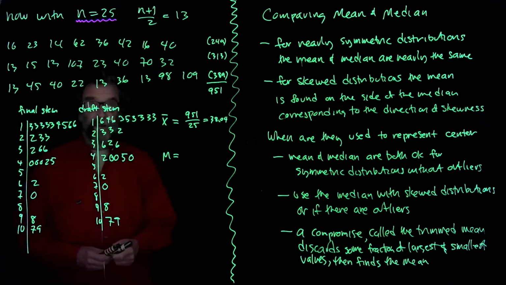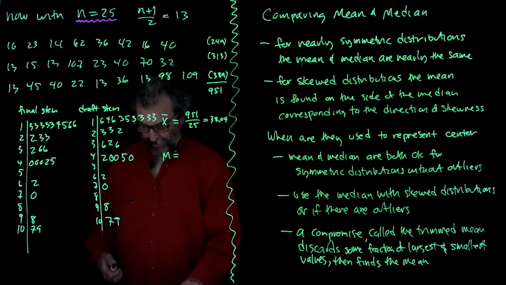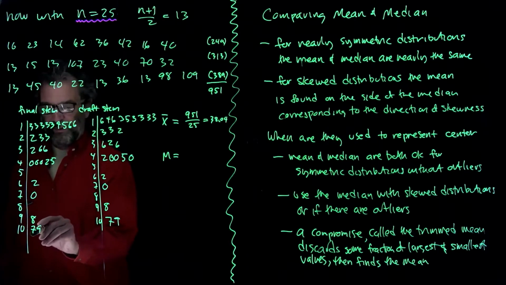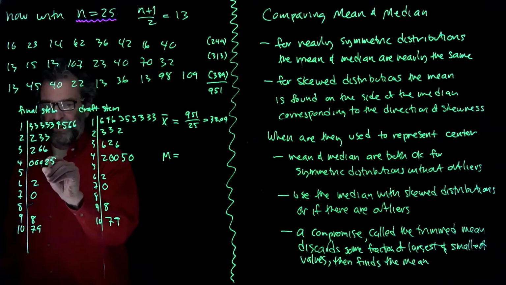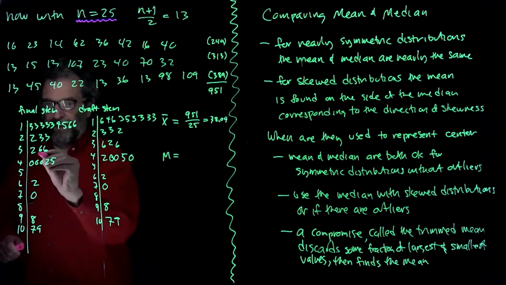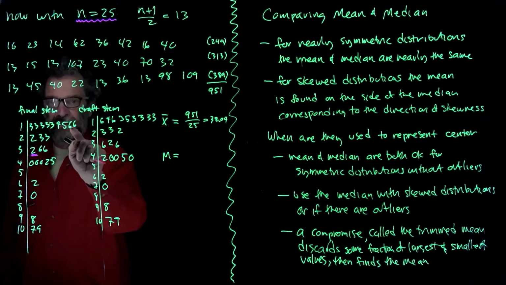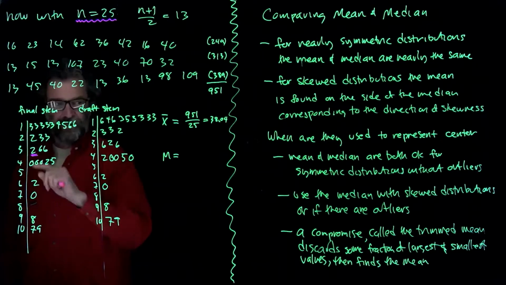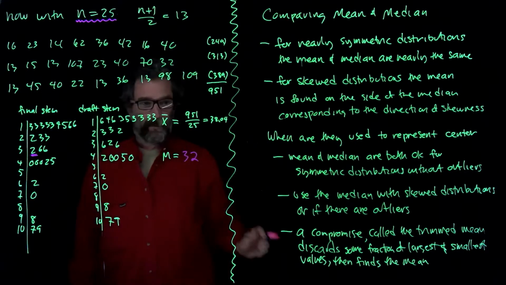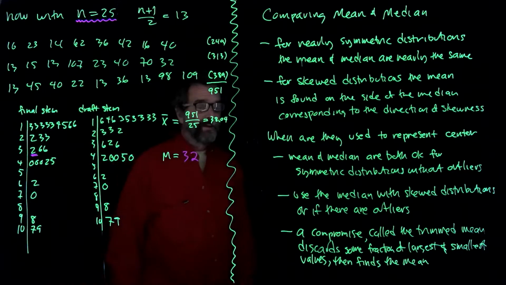All right, so it was 25 values. N plus 1 over 2 is 13. I'm going to count 13 places, from the bottom, biggest to smallest, 1, 2, 3, 4, 5, 6, 7, 8, 9, 10, 11, 12, 13. Looks like that's it. And I guess I'll count up 1, 2, 3, 4, 5, 6, 7, 8, 9, 10, 11, 12, 13, 32. Not too bad.